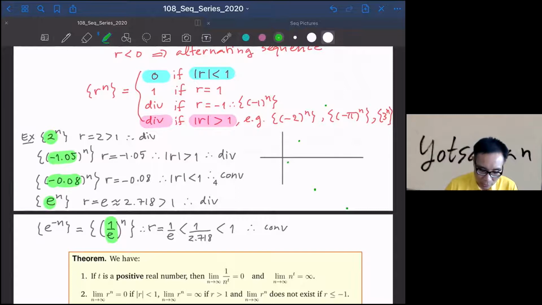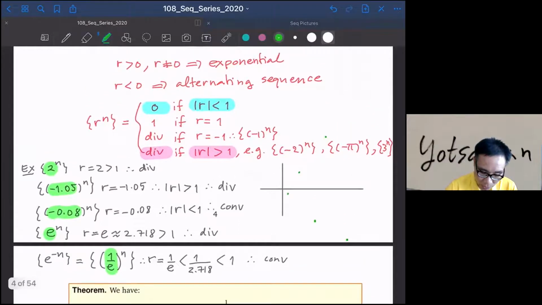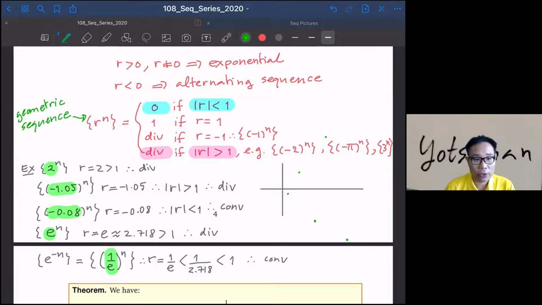Okay, and a sequence in this form has a name. It is called a geometric sequence. Okay, so this guy is called a geometric sequence. It's a name that you may have to recognize.